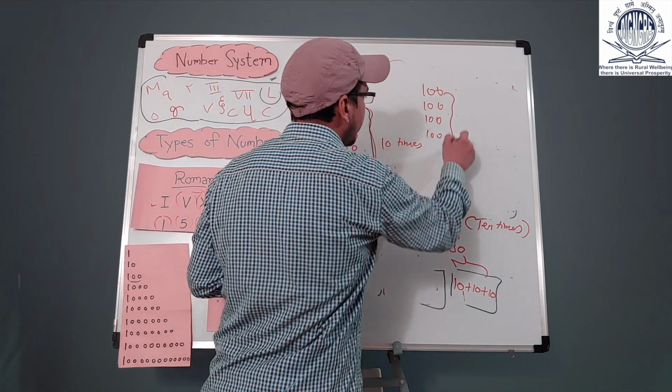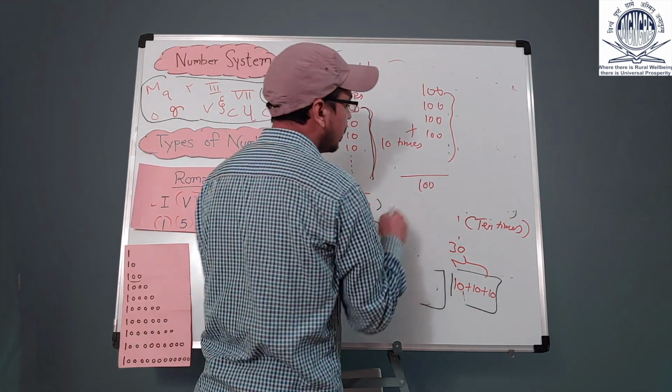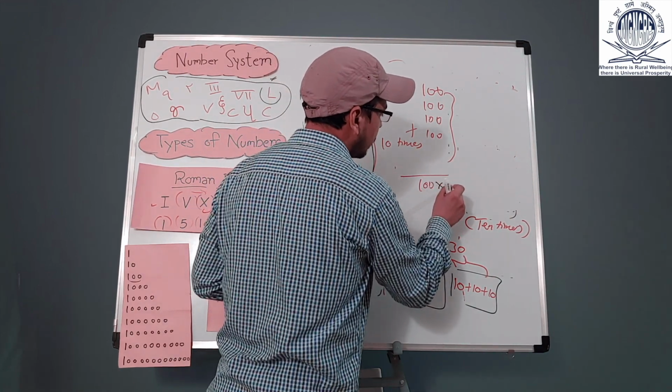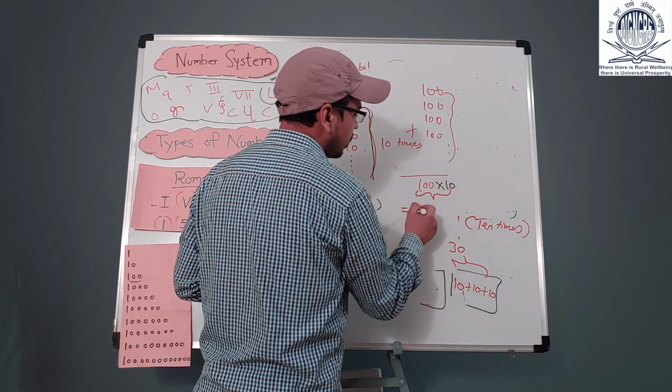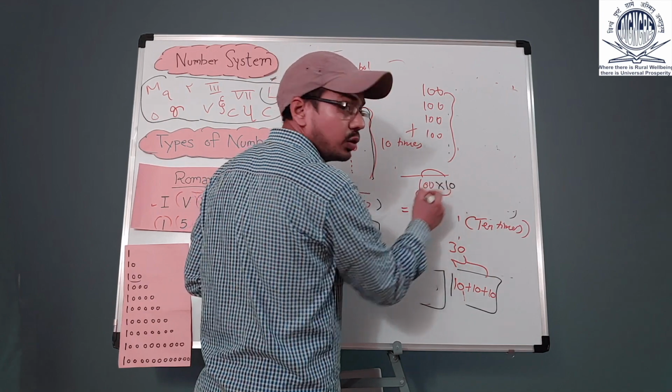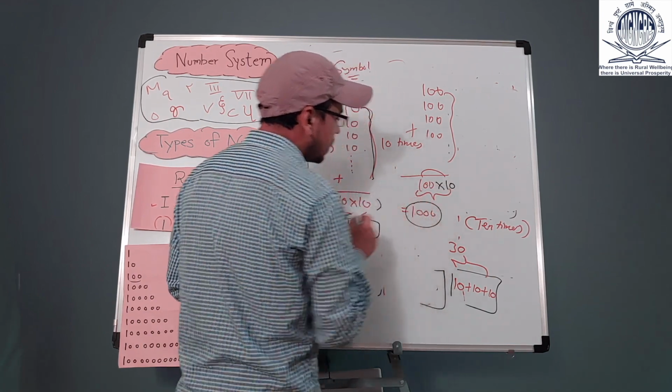So instead of adding this 10 times, what I'll do is simply I'll write 100 and I'll write times 10, 100 times 10, which is 100 multiplied by 10. So this gives me 1 into 1, 1, and 3 zeros come over here. So I get 1000.